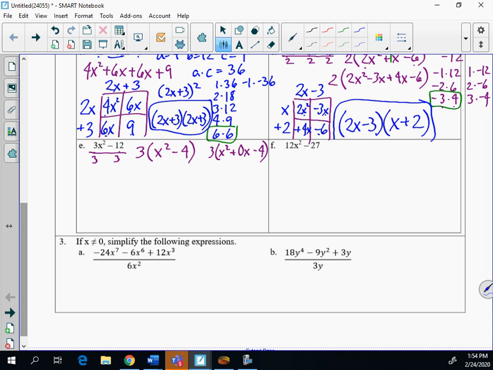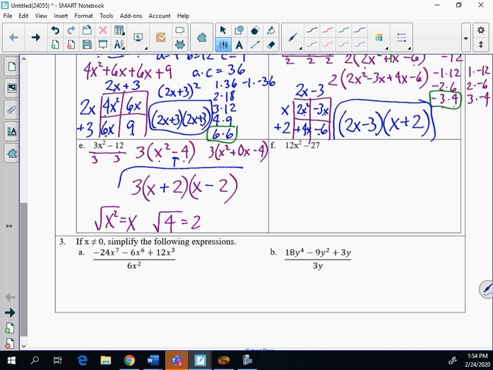But if you recall, when I have two terms with subtraction, I might have the special difference of squares. And in this case, I do. The square root of x squared is x. So I put an x here and here. The square root of 4 is 2. So I put a 2 here and here. And then one of them has to be plus and one of them has to be minus. And I'm done. But make sure you have that 3 included.